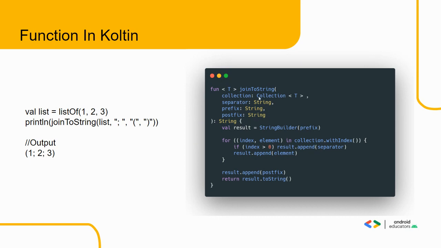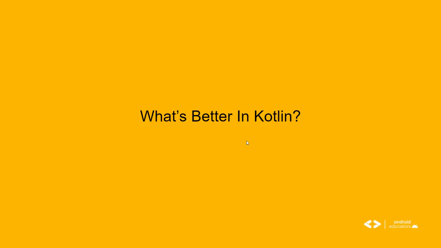So we have a few parameters in the function, and then we have the action, or you can say the task, we have performed to append the string in the way that I wanted to show the output, and then finally I have returned the result. Okay. Now, what's better in Kotlin in terms of functions?